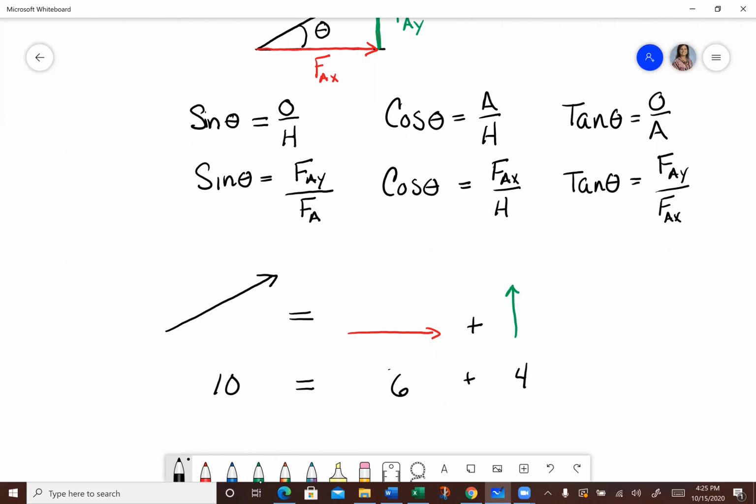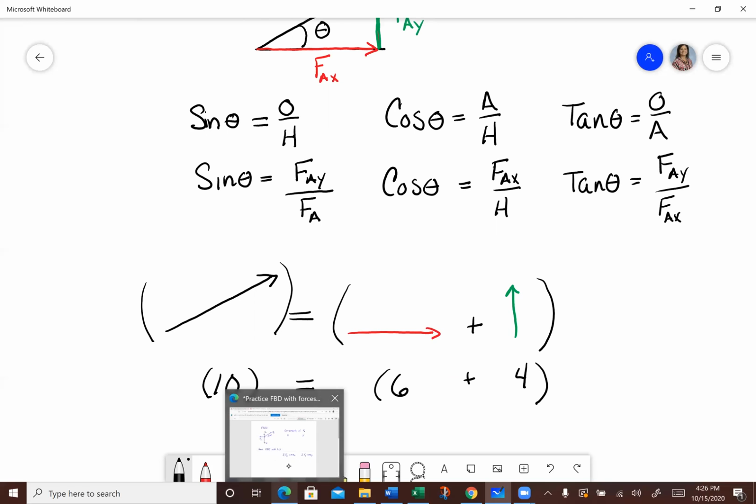Mathematically, I'm either using 6 plus 4 or 10. Because they're equivalent to each other, I can put either one in my problem. In vector math, I can either use the x and y components, or I can use this one. I get to choose because they're equal to each other.